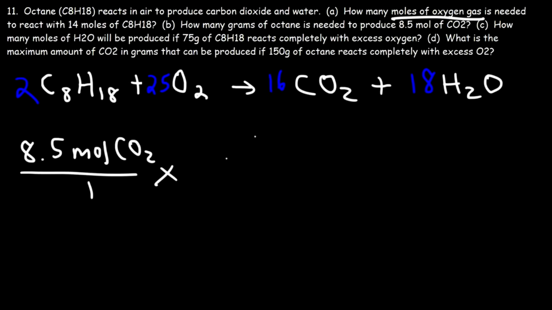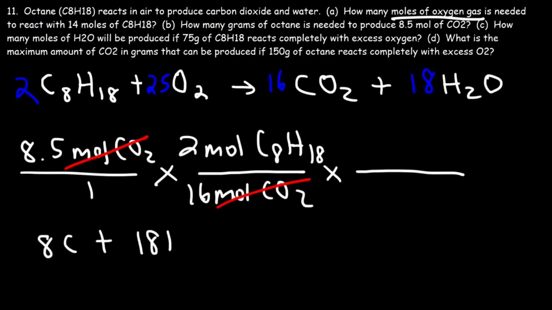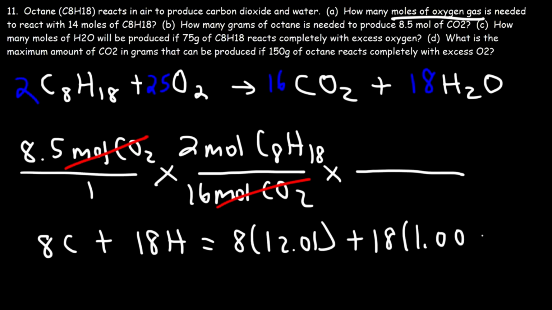And so the molar ratio is 16 to 2. So what we can say is that for every 16 moles of CO2 that is produced in this reaction, 2 moles of octane is consumed. So now we could cancel these units. Our next step is to convert from moles to grams. So we need the molar mass of octane. So we have 8 carbons and 18 hydrogen atoms. So this is going to be 8 times 12.01 plus 18 times 1.008.